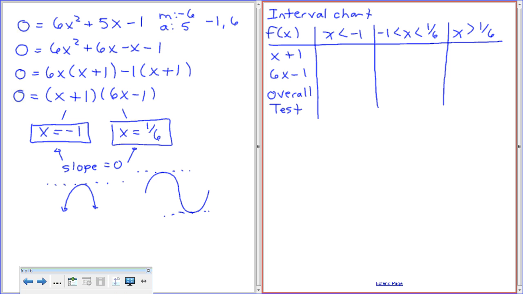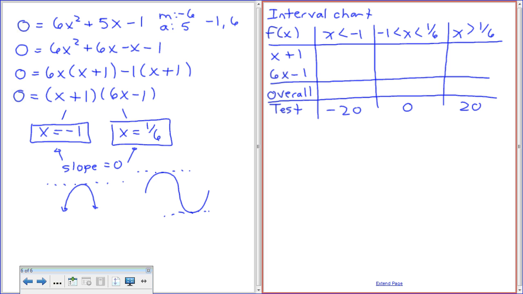All right, test points. I will pick negative 20, 0, and positive 20. You can pick anything in that range. Normally I try and choose integers. But if you want, you could say negative pi and things like that. Don't do that to yourself, though. Just leave integers. Negative 20 plus 1 is a negative. 6 times negative 20 minus 1 is a negative, so that's going to be a plus. 0 plus 1 is a plus. 0 minus 1 is a minus. And then 20 plus 1 is a plus, and a plus, and a plus.